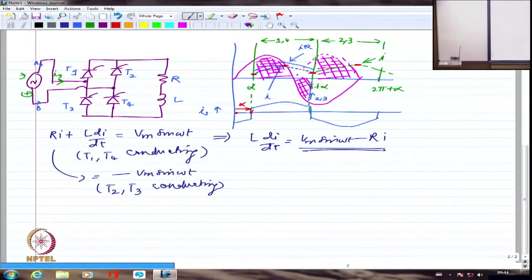Yes, absolutely. We are talking about at a given alpha, at a particular supply voltage with a given circuit, how it slowly attains steady state, and in steady state how the waveforms look. This is what we are talking about.